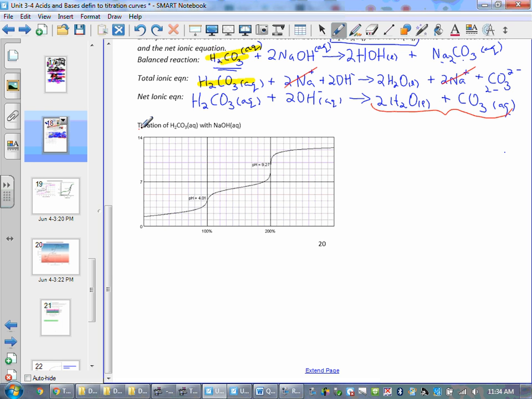So far so good? Okay, so let's talk about the pH of this reaction when it's all neutralized. Will it be acidic? Will it be basic? Will it be neutral? And why?